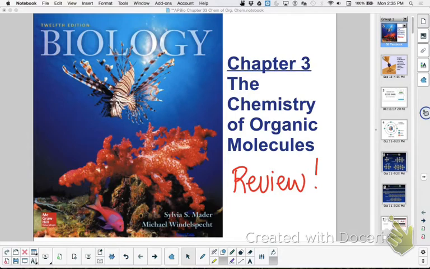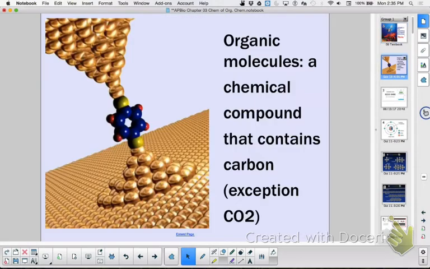So the first thing I want to bring up is organic molecules. What does it mean to be organic? You have what in you? Carbon. What's an exception to the rule? CO2, because it's too simple. So we used words like hydrocarbon.